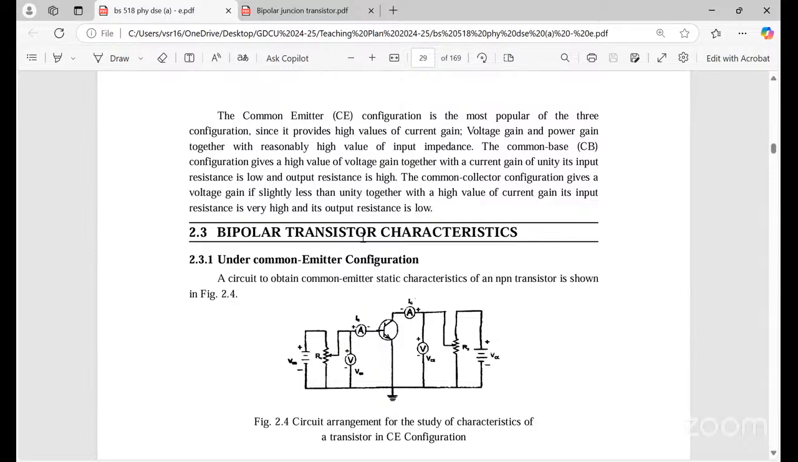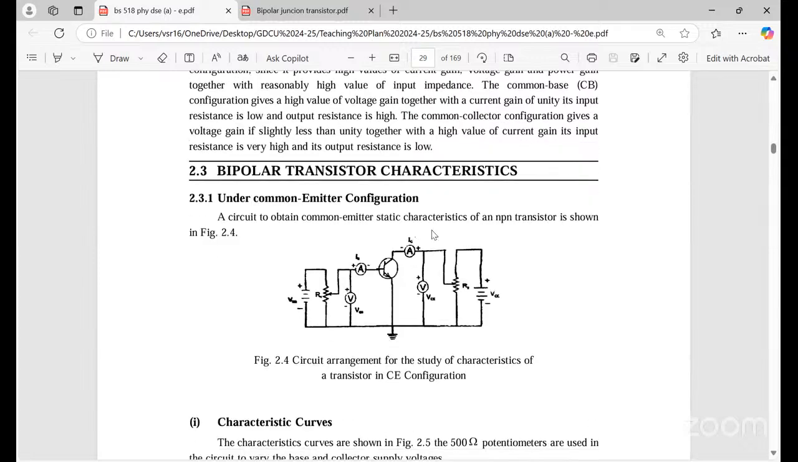So the bipolar junction transistor under common emitter configuration: the emitter is common for input and output.